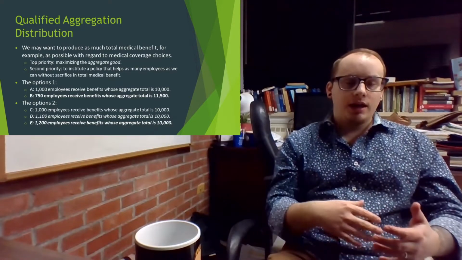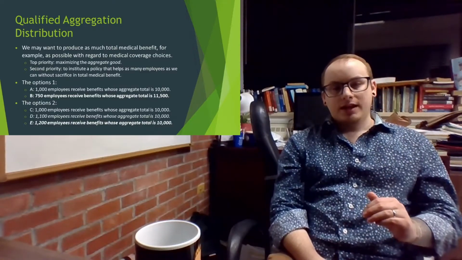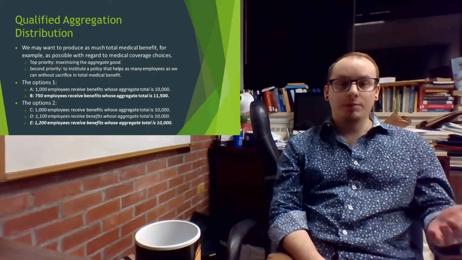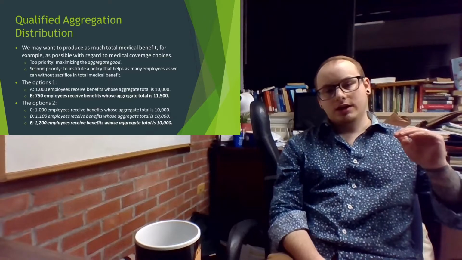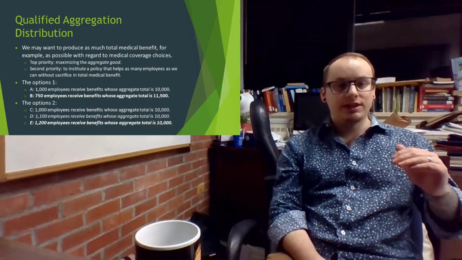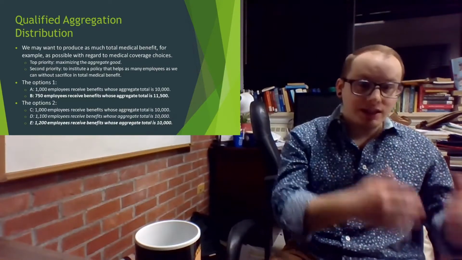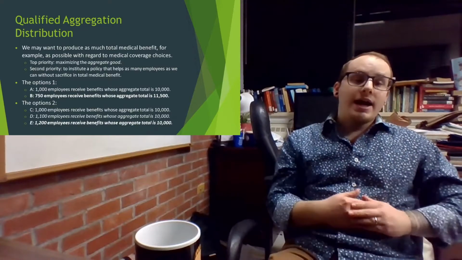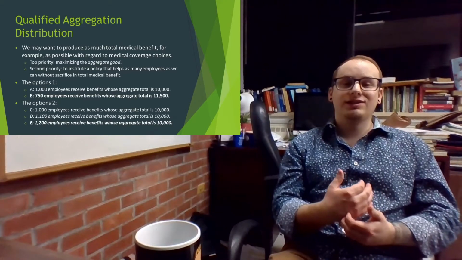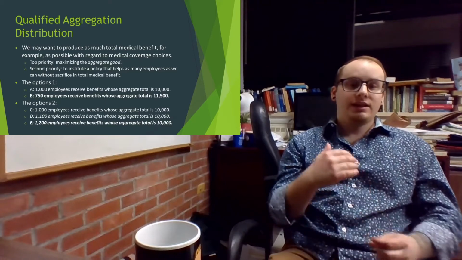Now, there might be a few more ranges of options here. So we can look at C, D, and E. D is preferable to C because, of course, there's 100 more people that are going to be able to receive the same kind of aggregate distribution of medical benefits as compared to option C. But option E then is preferable to both D and C, because then there's an additional 100 more than option D, an additional 200 more than option C that are going to receive medical benefits, where the aggregate total is the exact same as compared to options D and C.